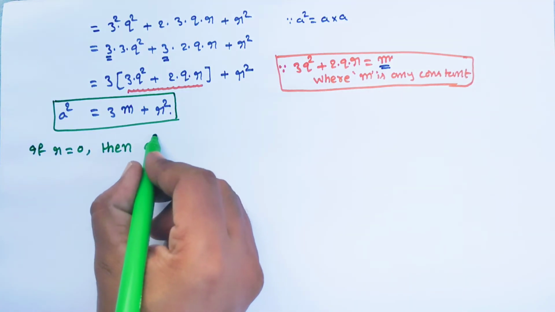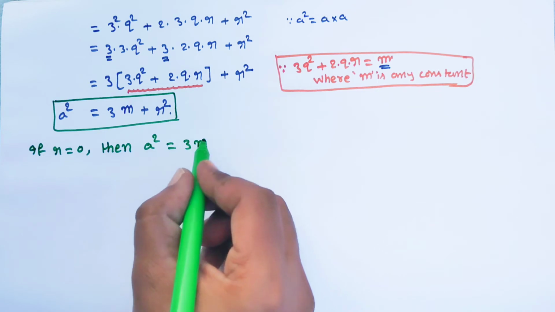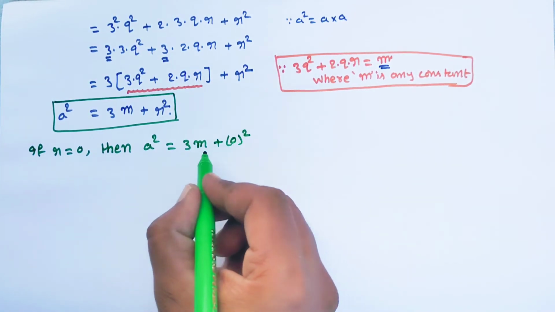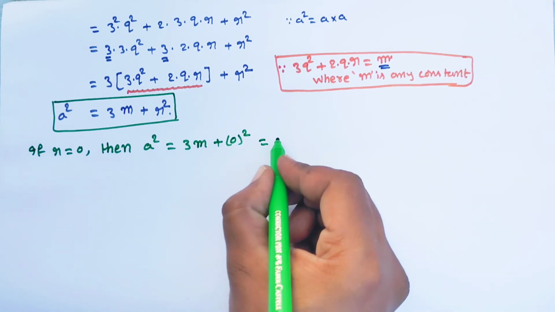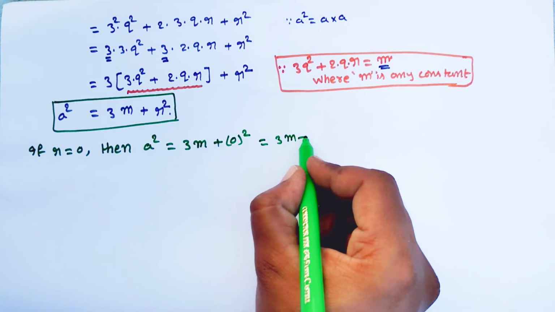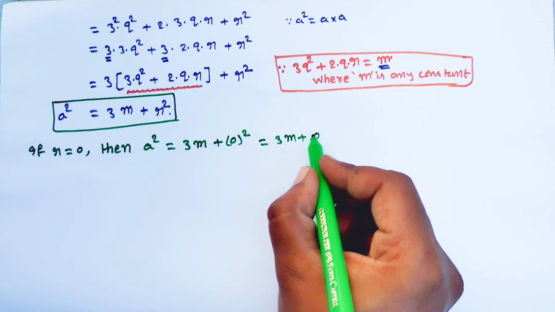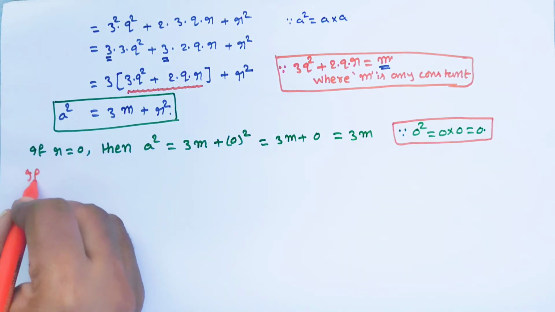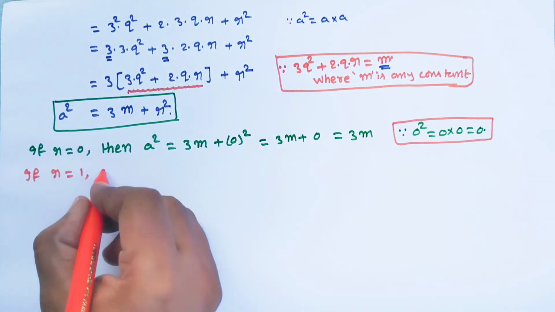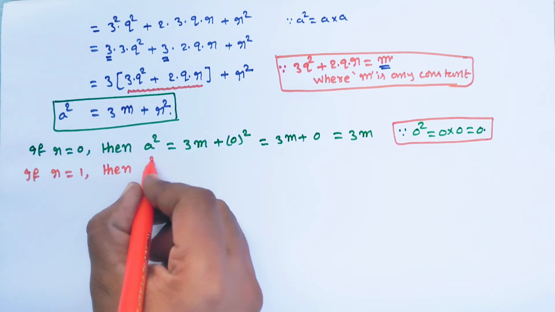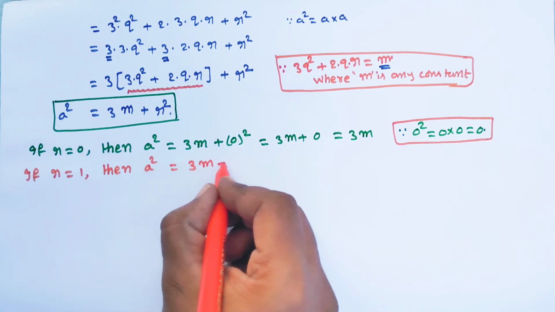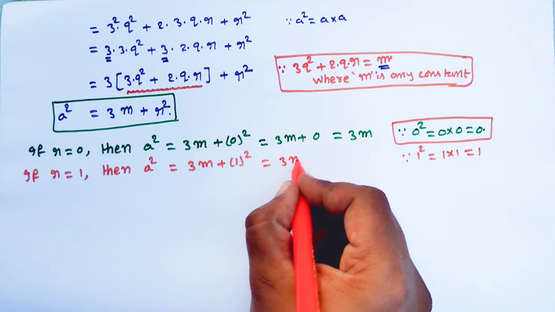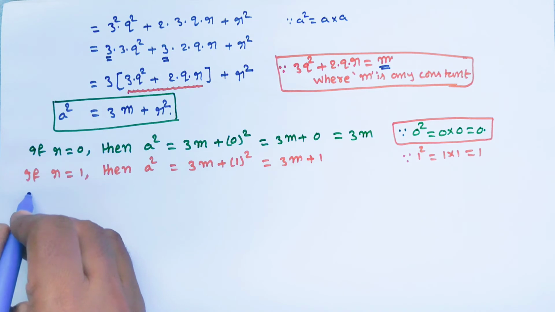Then a square equals 3m plus r square. Here r square means 0 square, which is 0 only. So 3m plus 0 equals 3m. Next, if r equals 1, substitute in the above equation. a square equals 3m plus r square, which means 1 square, so 3m plus 1 only.